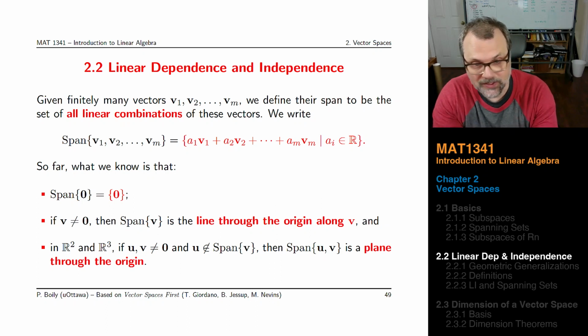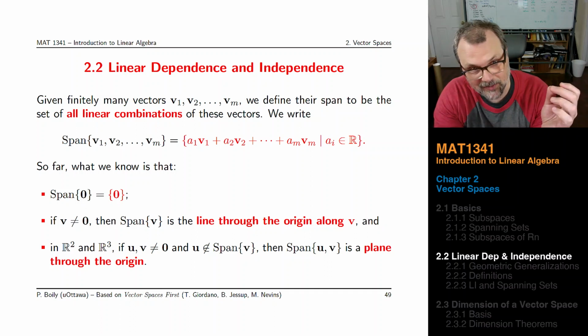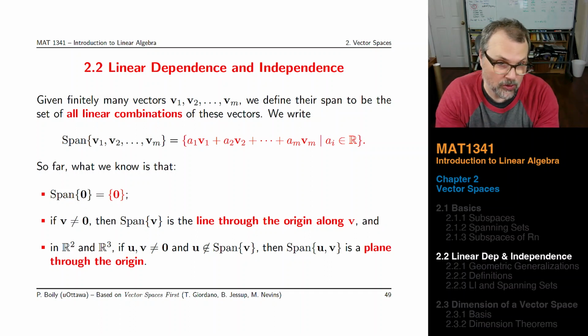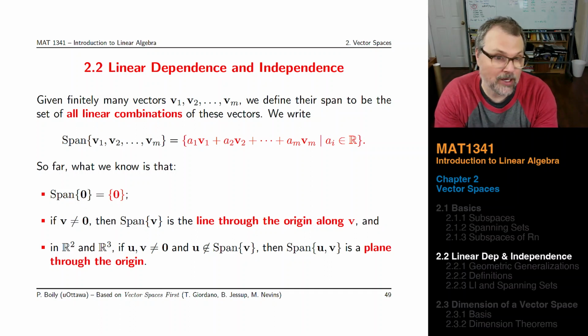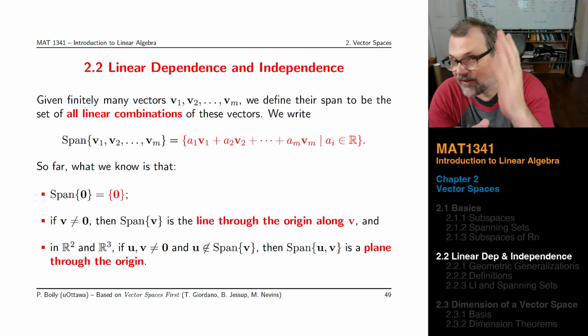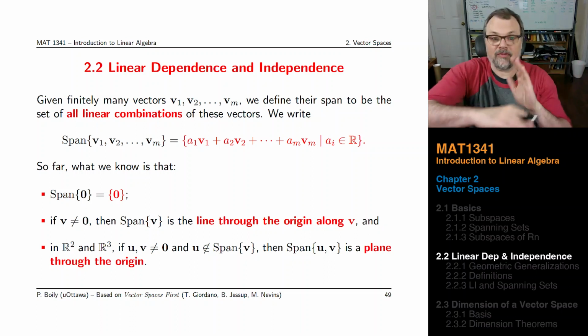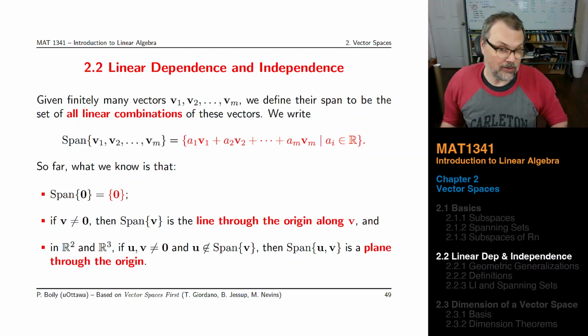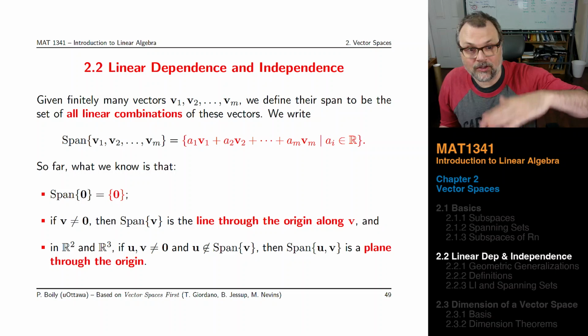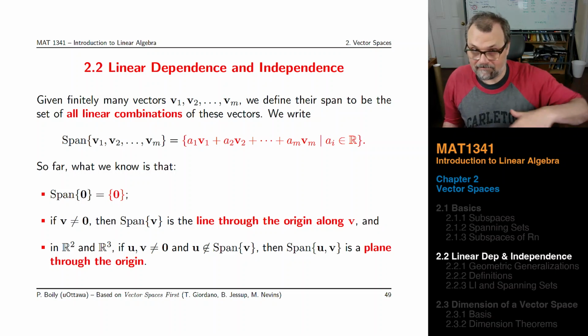So if u is not in the span of v, it means that the two vectors don't lie on the same line. And when you do all of the linear combinations from these two vectors, you get a plane. Just as one of these vectors was Bank Street, the other one was Laurier. The span of all of these would be all of the locations in the downtown core that are at ground level. Plane.